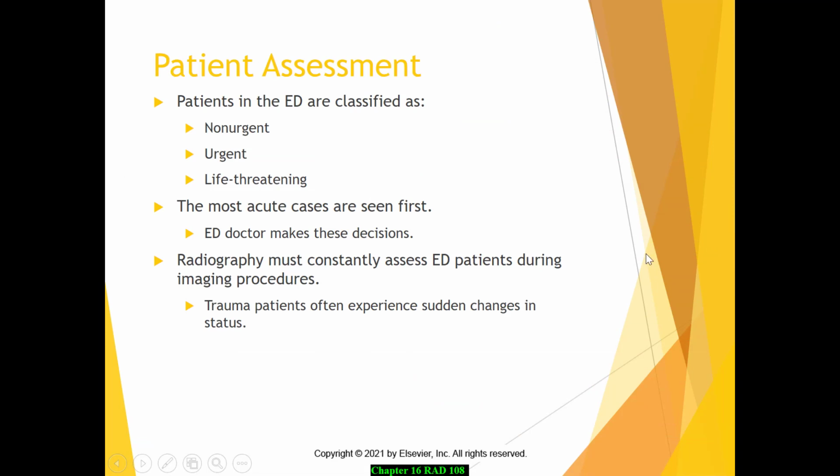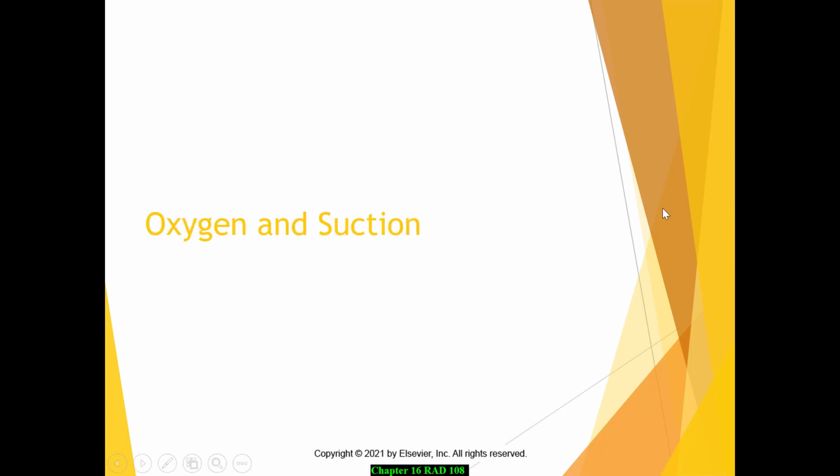Patient assessment, again, you need to classify. Is it non-urgent, urgent, or life-threatening? If it's life-threatening, they are top priority. So then we will go in. Trauma patients are going to be life-threatening, so they will be your top priority if they're ordered.